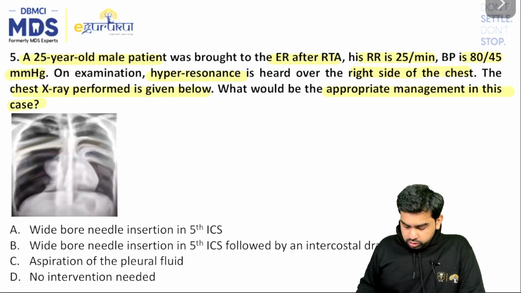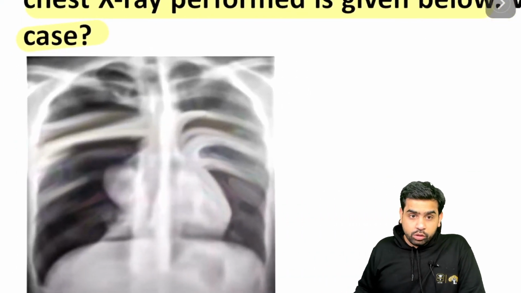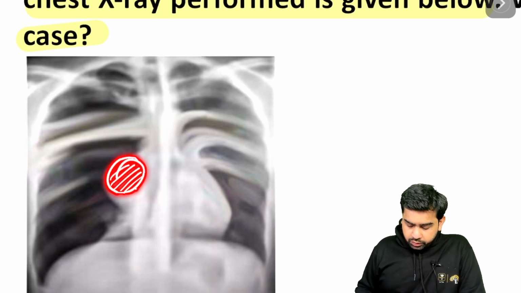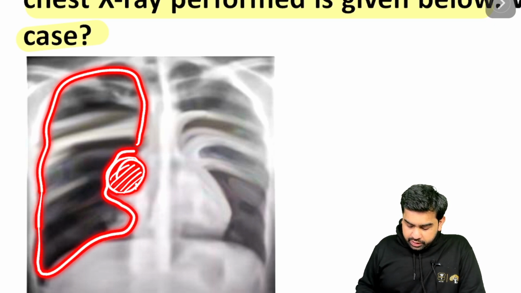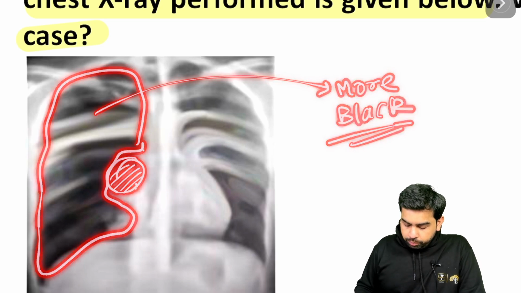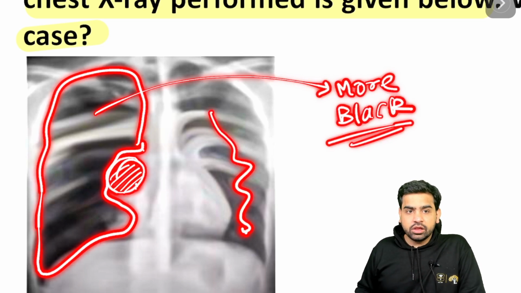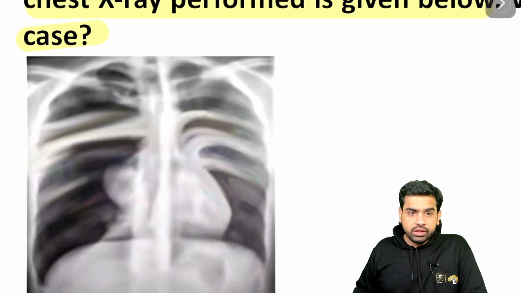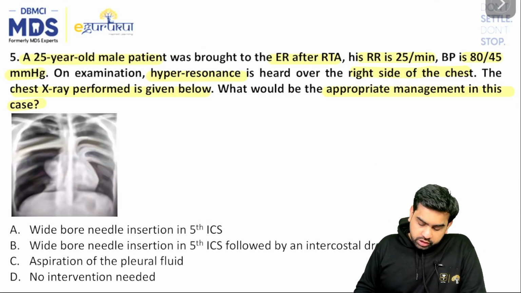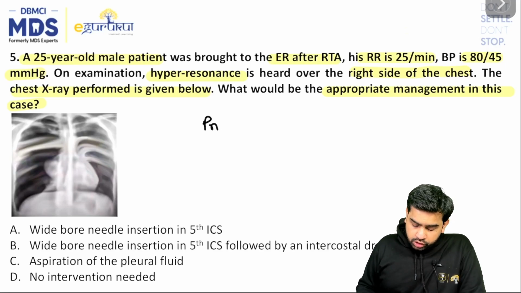Okay, so just look at this particular image. What are you able to find? I hope you're able to appreciate that here there is a collapsed lung, and this part of the lung is more black as compared to the opposite side, which basically gives you the diagnosis of a pneumothorax.